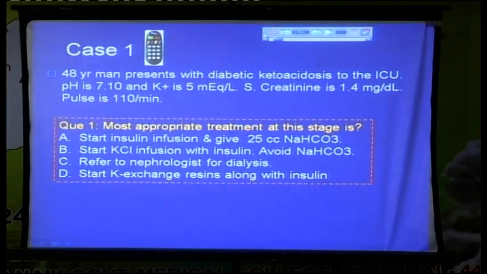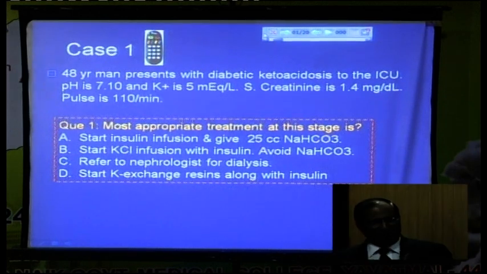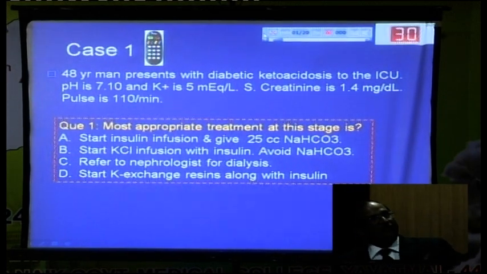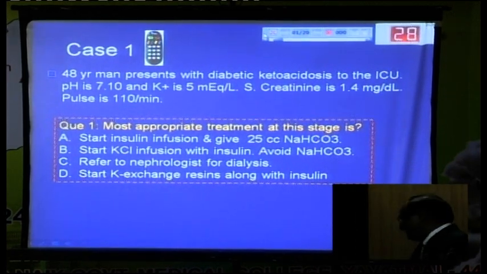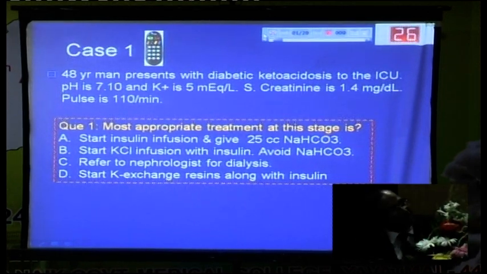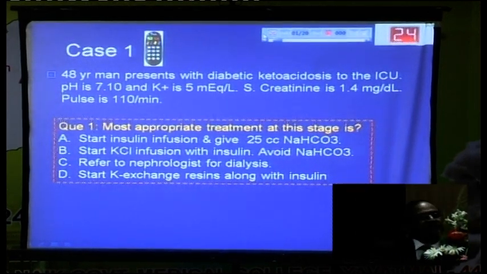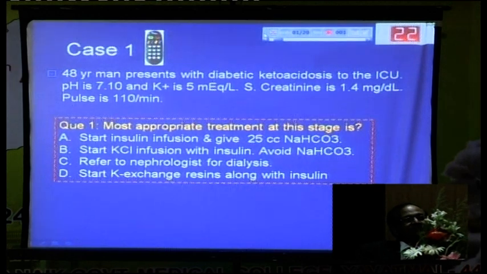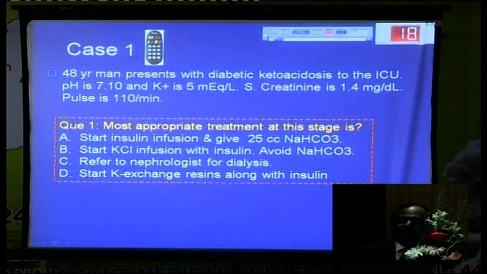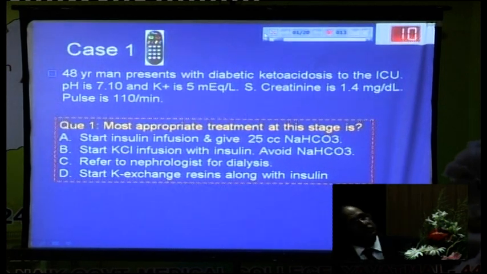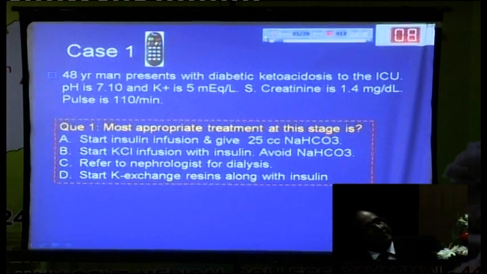Now, all of you see diabetes. This is something you would see. I want you to know A, B, C, D. What would be the correct answer? Let's start audience response here. Everyone who treats diabetic ketoacidosis patients, what is the appropriate treatment at this stage? This comes to you. Switch on your handsets if they're off.